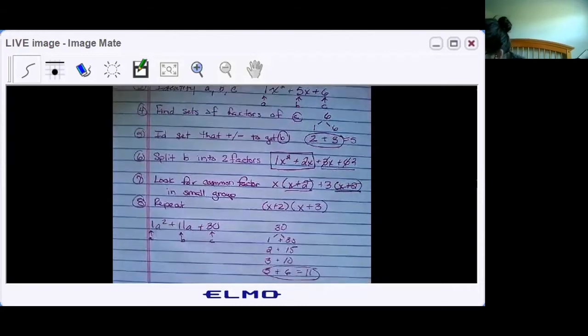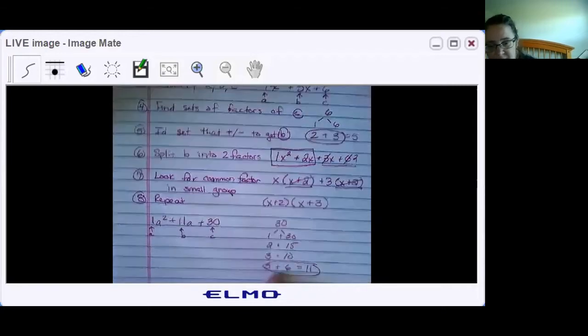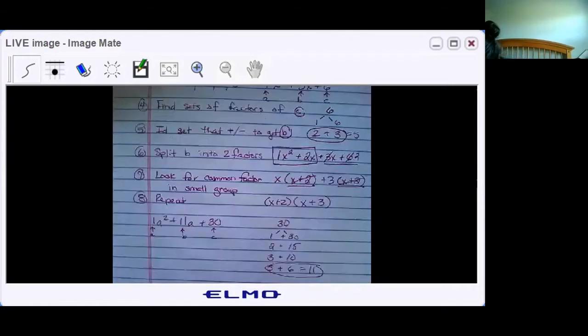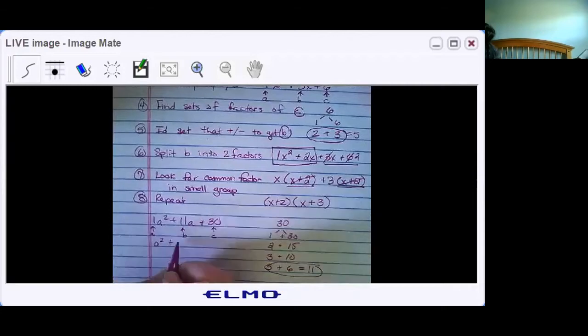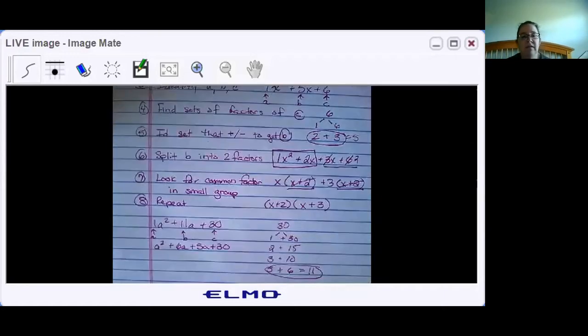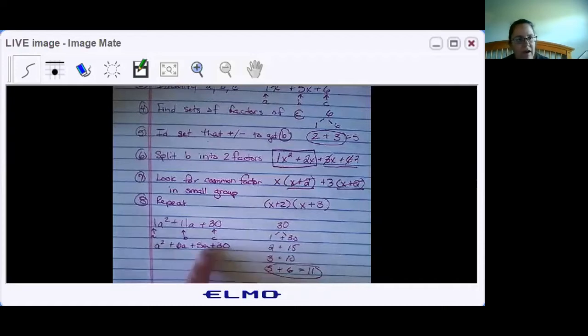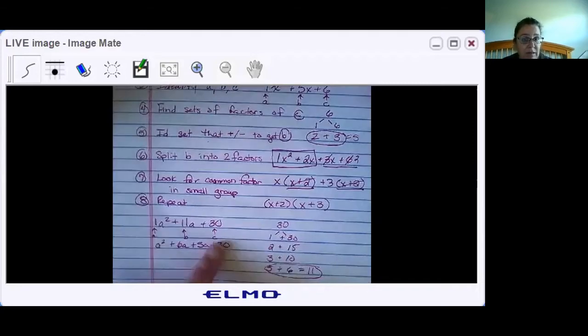Now I'm going to rewrite my center piece with what I just found. So now I have a squared plus 6a plus 5a plus 30. Now, why did I flip-flop the 6 and the 5? Well, look, 30 and 5 can both be divided by 5, so why wouldn't I put them together? I'm already setting myself up to make my factoring a little bit easier.